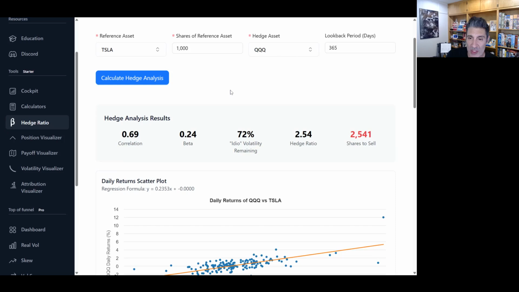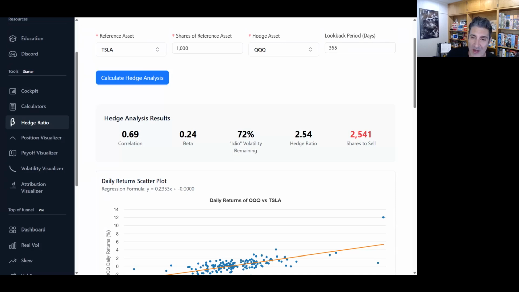Like if you sold something that was 100% correlated to Tesla, then you would have no idiosyncratic volatility remaining, right? You would be flat. Your P&L wouldn't vary on the $300,000 Tesla position. But because you're short this thing that's only 0.69 correlated, you've only really hedged less than 30% of your risk. So you're still left swinging $11,000 or $12,000 a day. It's not $15,000 a day, but it's still $11,000 or $12,000 a day.